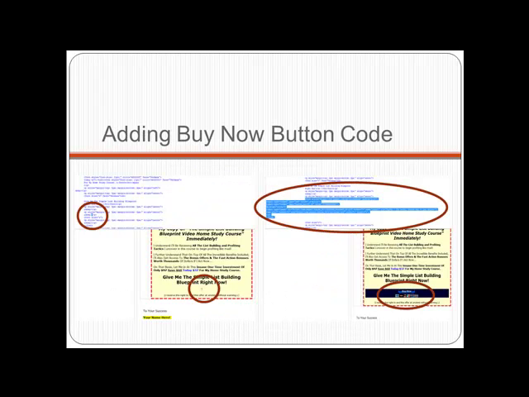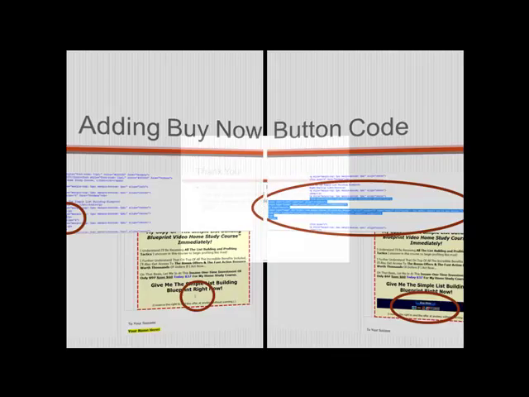So what you're going to do for adding the buy now button is you're again going to want to open up the, not FileZilla, but your Composer, and you're going to want to go into your page on your website, wherever it's going to be located, and highlight that buy now button, and then go into your code and just copy and paste it into your HTML code. So you want to do this from the source code option.